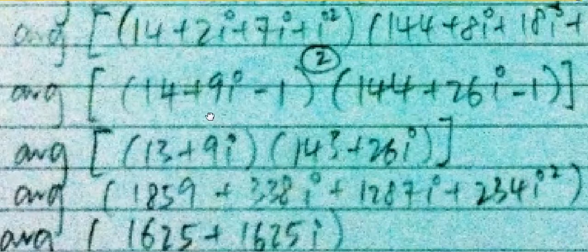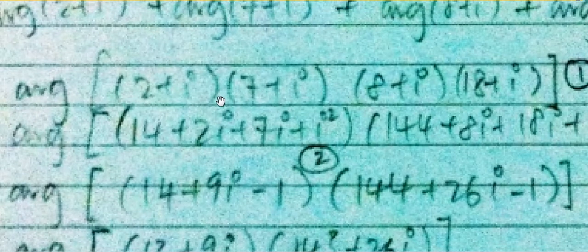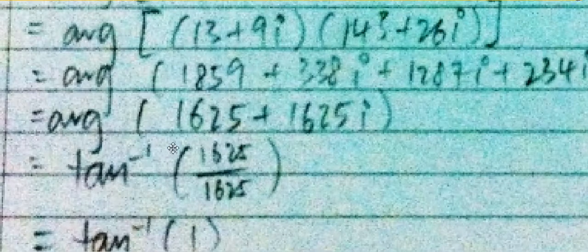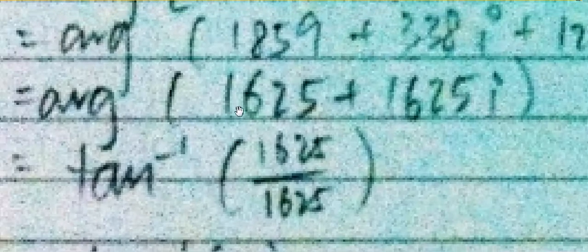So simplifying it, you will get the argument of 2 plus i times 7 plus i times 8 plus i times 18 plus i. Simplifying it, you will get an argument of 1625 plus 1625i. So using tangent inverse 1, your answer will be pi over 4.